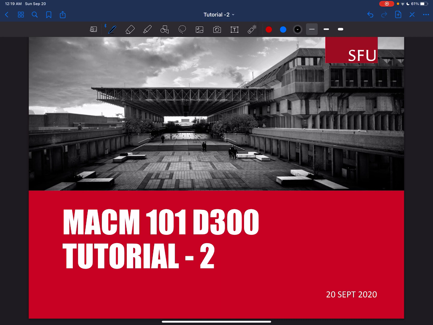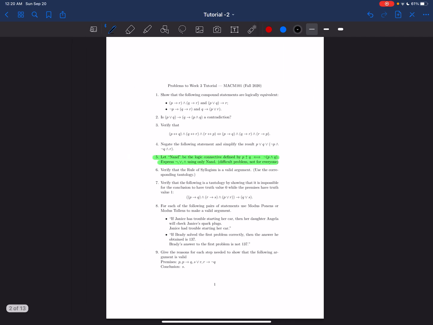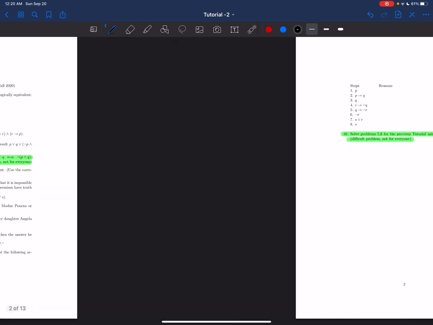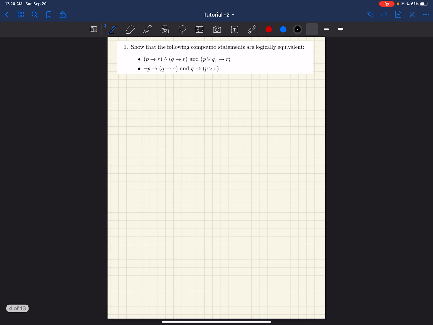Today, apart from propositional logic and laws of logic, we'll also be covering rules of inference. Also, we have two problems, question number 5 and 10, which are marked difficult and will not be solved here in this tutorial video. We'll be providing you the solutions to these in the tutorial discussion sessions, so make sure to attend those. So let's get on with the tutorial.